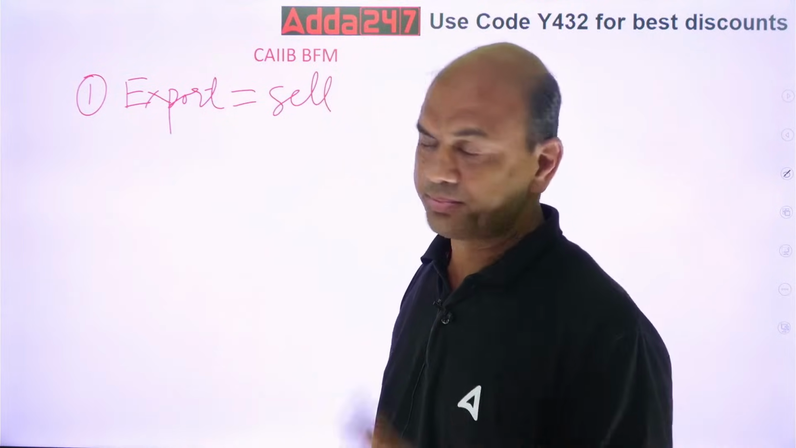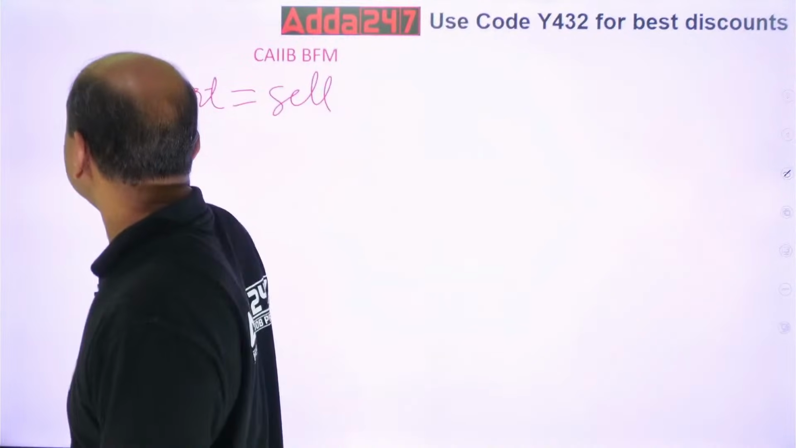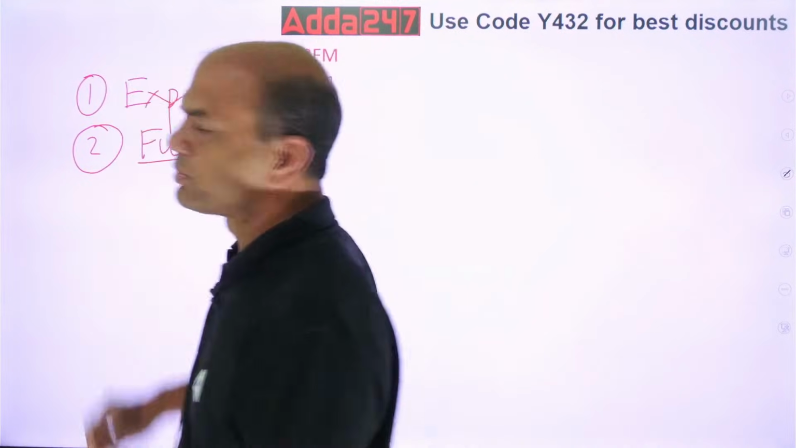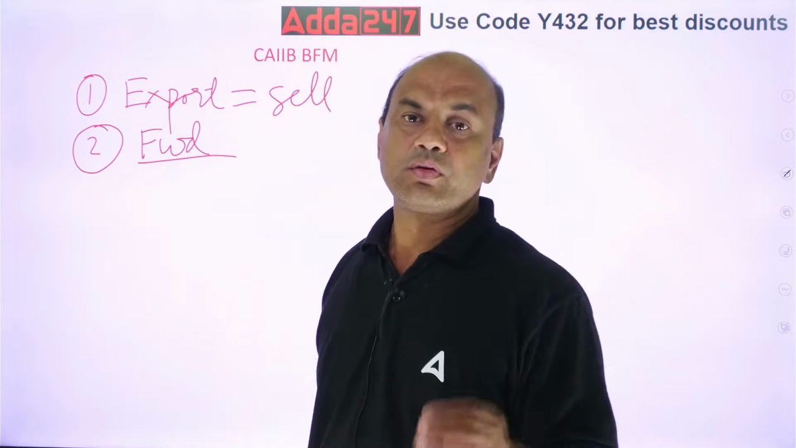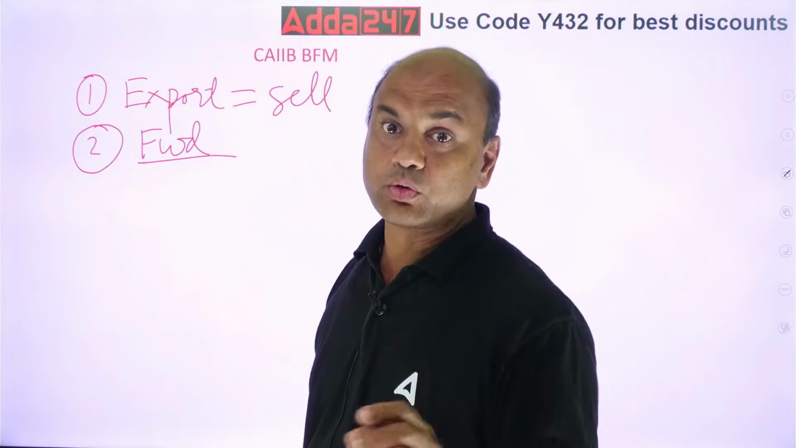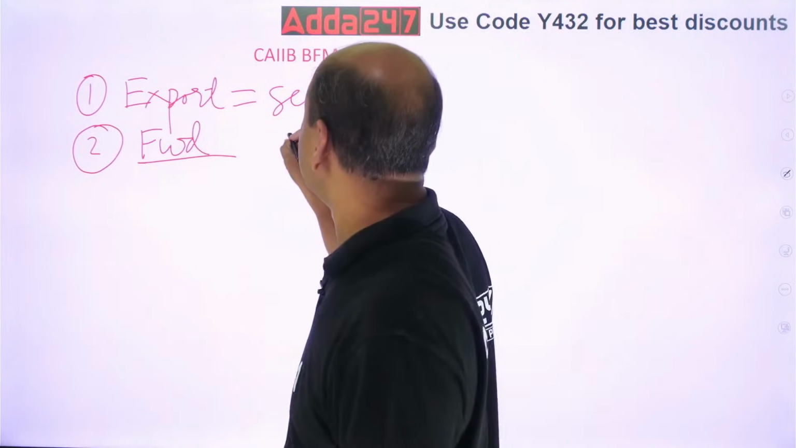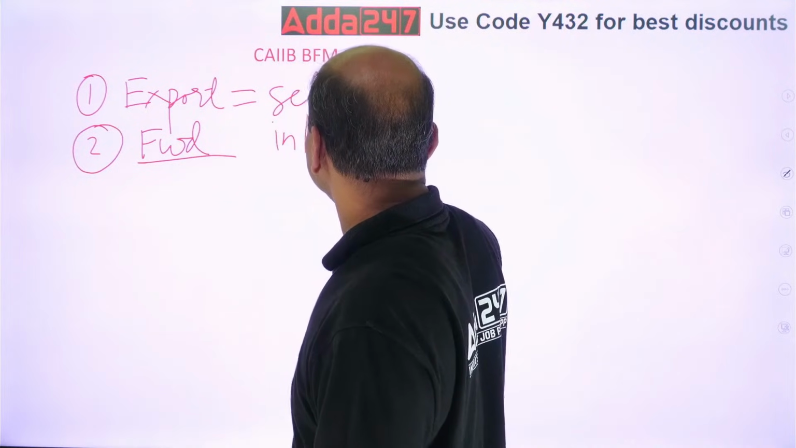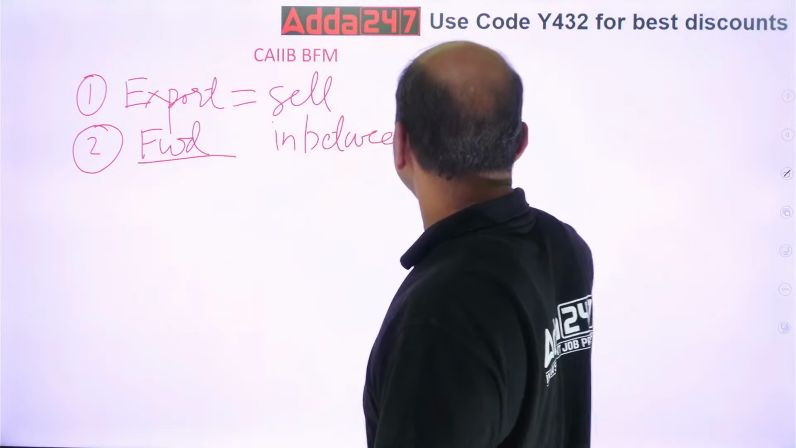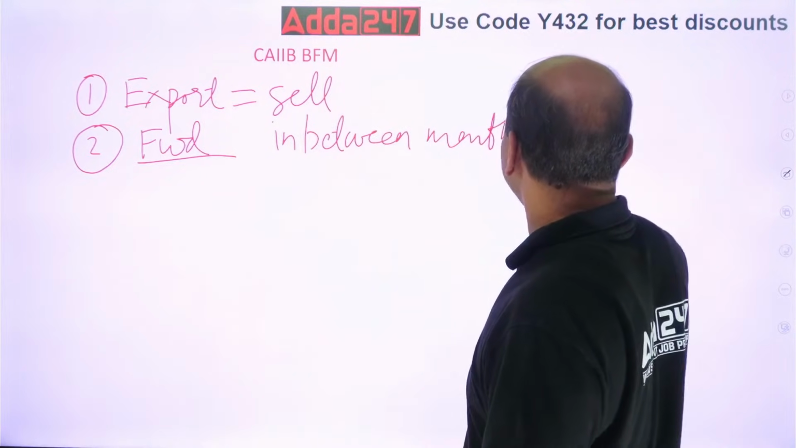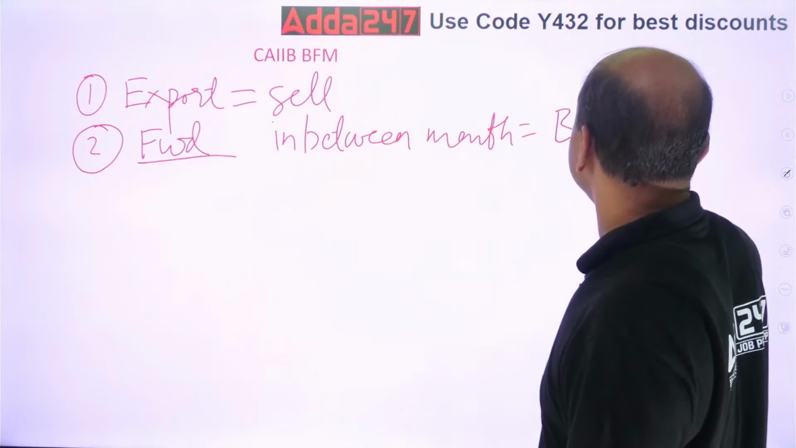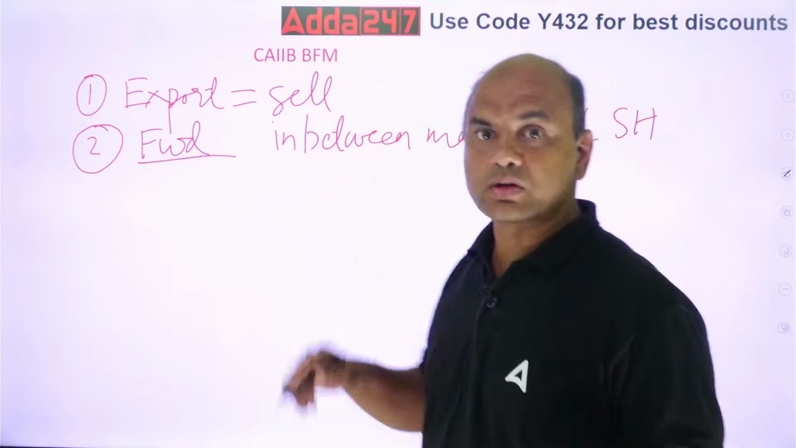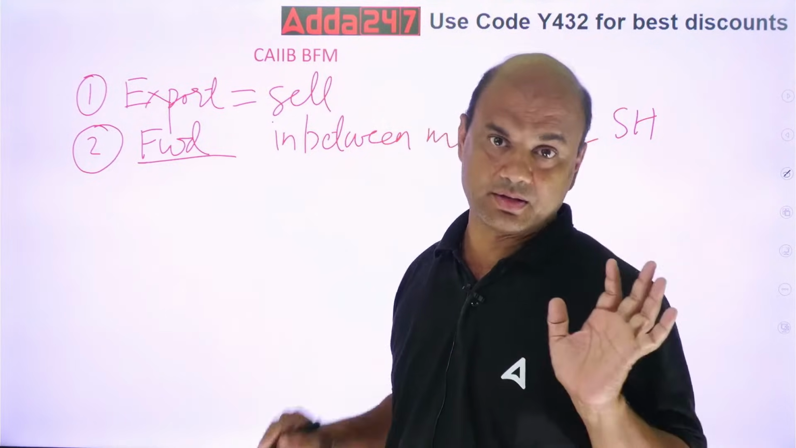Number two, forward margin. For forward points, you should use buy low, sell high when you don't know the rates in between. Whenever you have to do in between month, use buy low, sell high. BLSH, I'll write it: buy low, sell high. If it is on the first date or the last date, no buy low, sell high.